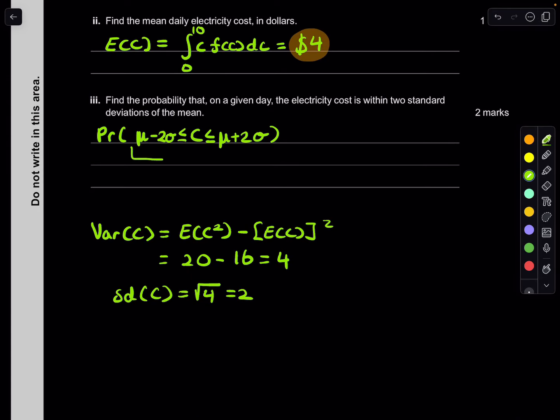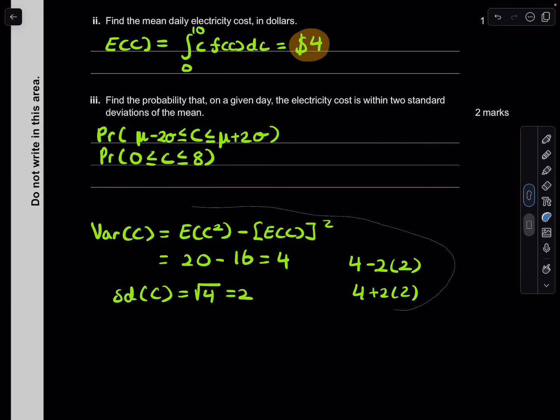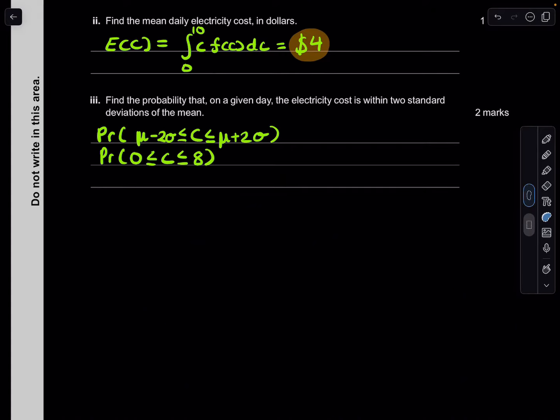So let's get this first here. The mean is 4, minus 2 times your standard deviation, which is 2. So 4 minus 4 is 0. And the next one is the mean plus 2 times your standard deviation, which is 4 plus 4, which is 8. That is what we wanted to calculate. Now that is equal to the integral from 0 to 8 of f of c dc. That should give you the probability.